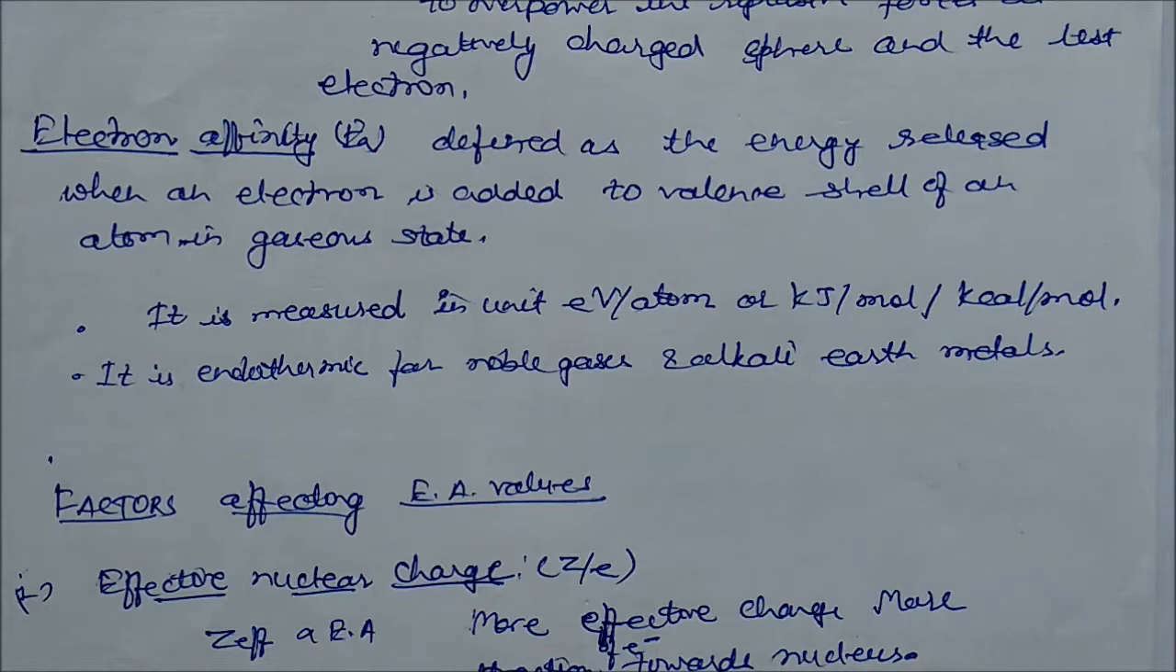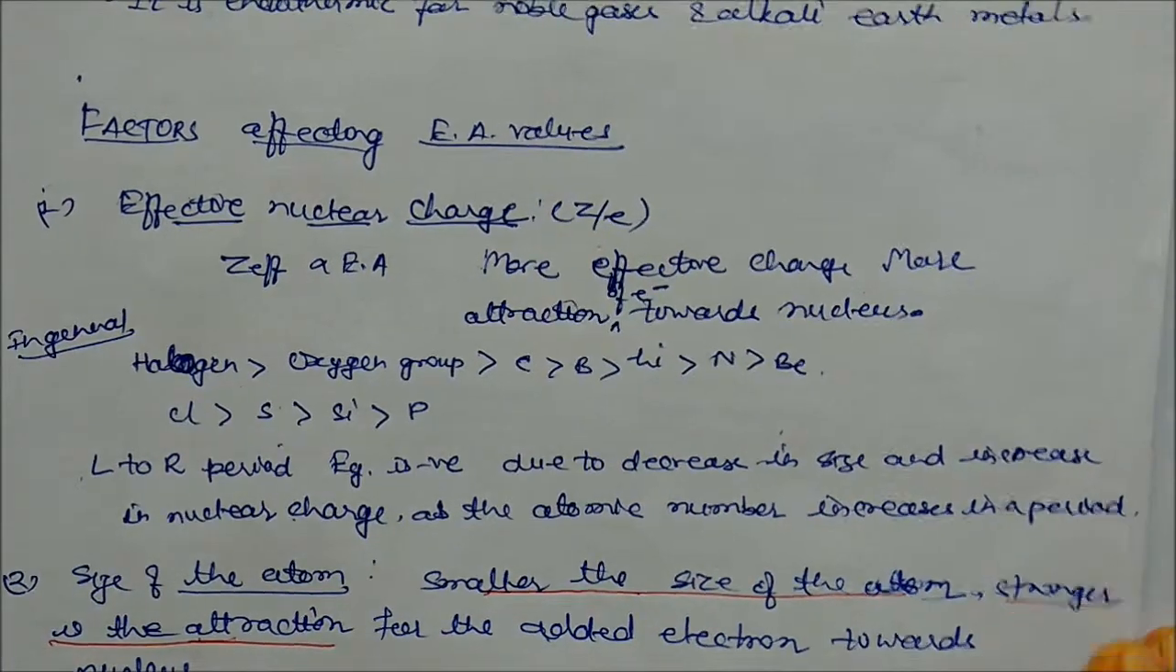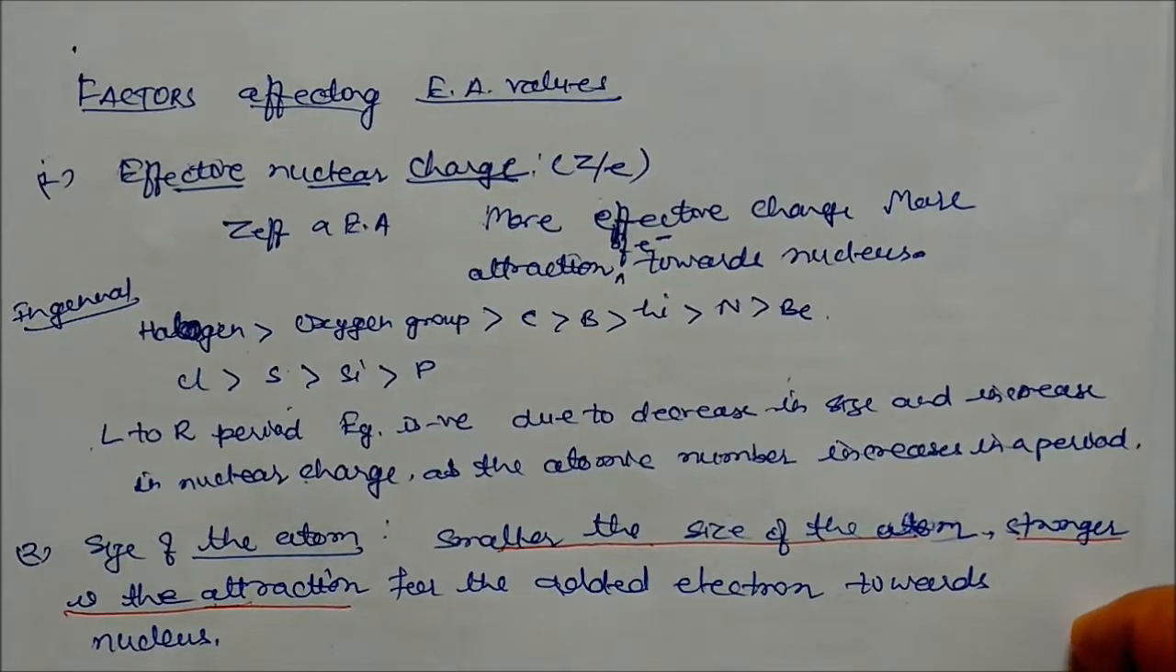So you learn this. Now, what are the factors affecting the electron affinity value? So we will see why some values are positive and why some are negative. So what are basically the reasons?